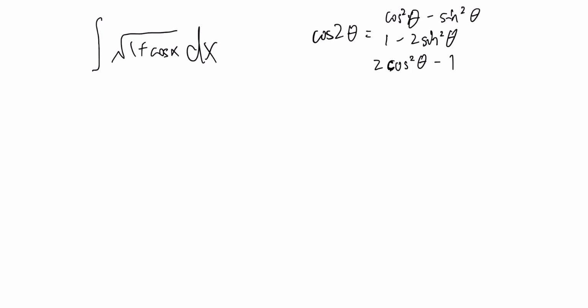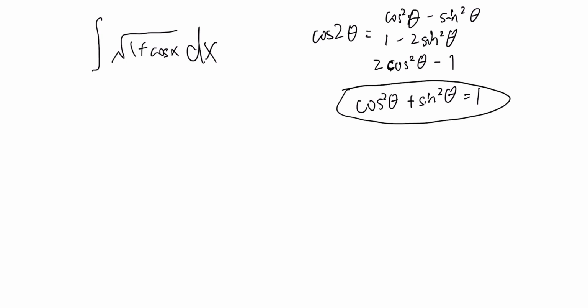The way you derive all three is through the Pythagorean theorem, which says that cosine squared theta plus sine squared theta is equal to 1. So you take any one of these forms and then solve for either cosine squared of theta or sine squared of theta in the Pythagorean theorem, and then you substitute the resulting expression back into your cosine double angle identity.